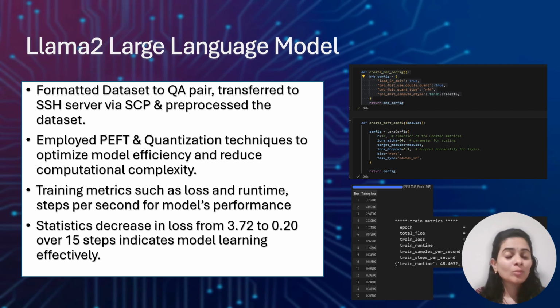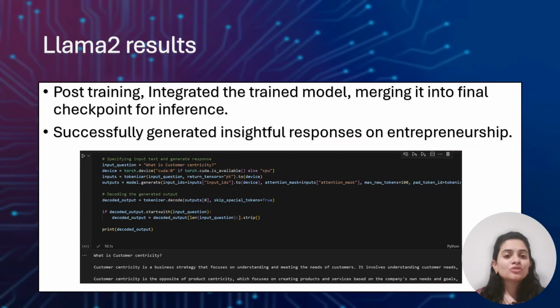We then pre-processed the dataset and employed techniques like quantization and PEFT for optimizing the model efficiency and reducing computational complexity. We also trained the model and incorporated training metrics, loss and runtime, to check the model's performance, and the statistics indicate that the model is learning effectively. Post-training, we merged the trained model into a final checkpoint for inference. This model successfully generated responses on entrepreneurship.